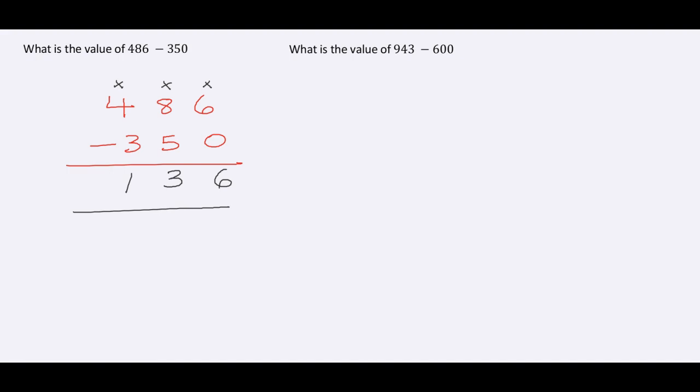Final example that does not require borrowing. We have 943 minus 600. So we start from the rightmost column, which is this column here. 3 minus 0, we have 3. We move over to the next column on the left. 4 minus 0, we have 4. And then final column, 9 minus 6, we have 3. So that is the solution. That's the value of 943 minus 600.